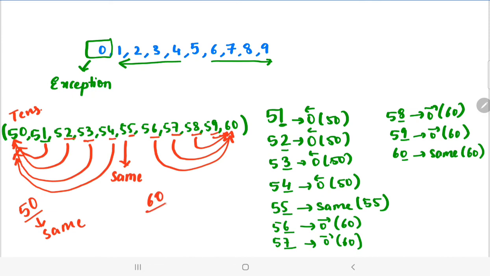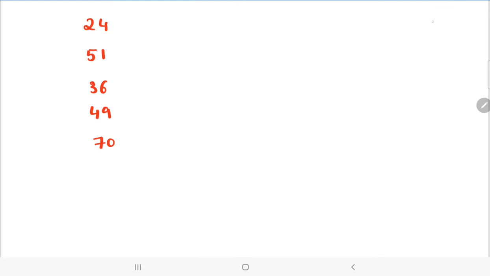If you have 50, for example, it will be the same. If you have 60, that will also be the same. You need not round it off. It is the same. I have written 0 is an exception. If you have 0 in the units place, then the same number will be there. Let us take a few examples.